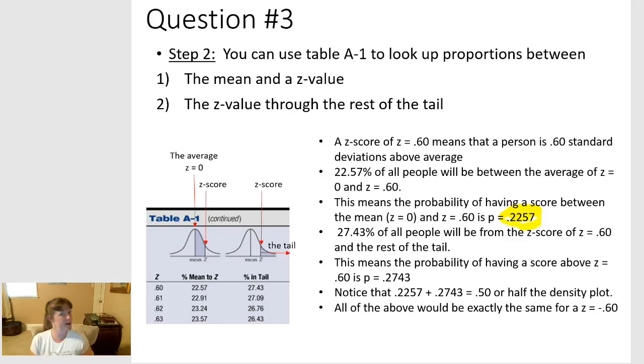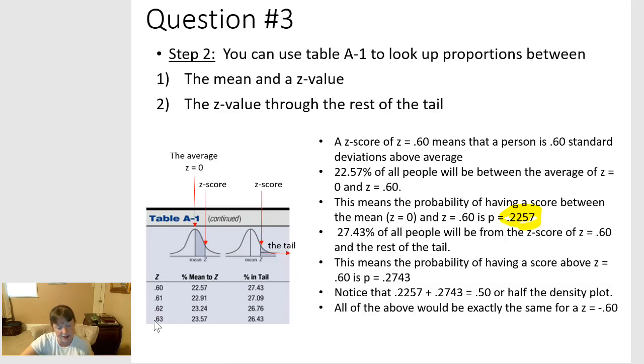Or there will be a probability of 0.2257 of someone having a score between 0 and the z-score of 0.6, because remember, probabilities are proportions. So once I turn that percentage of 22.57 into a proportion of 0.2257, I can say with confidence that the probability of someone having a score between 0 and the z-score of 0.6 is 0.2257. And that is what the mean to z column tells you.